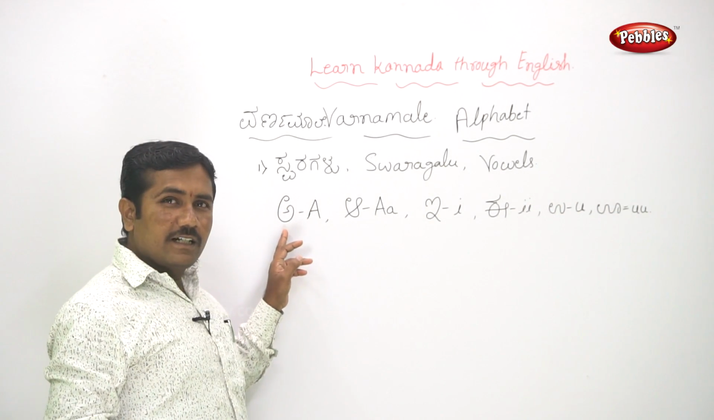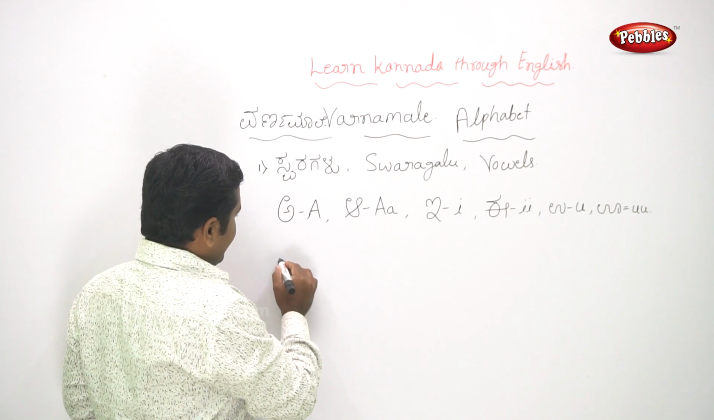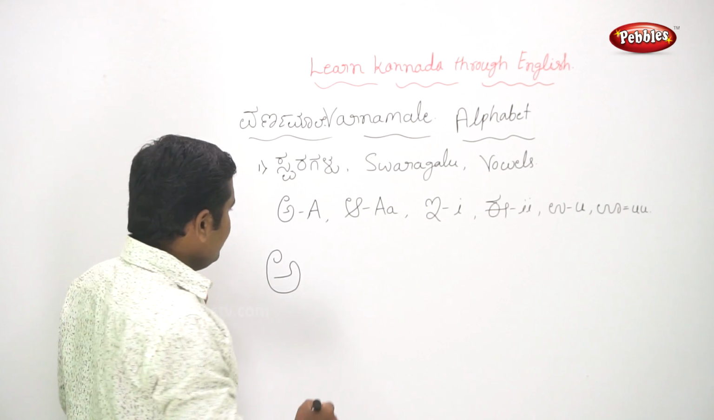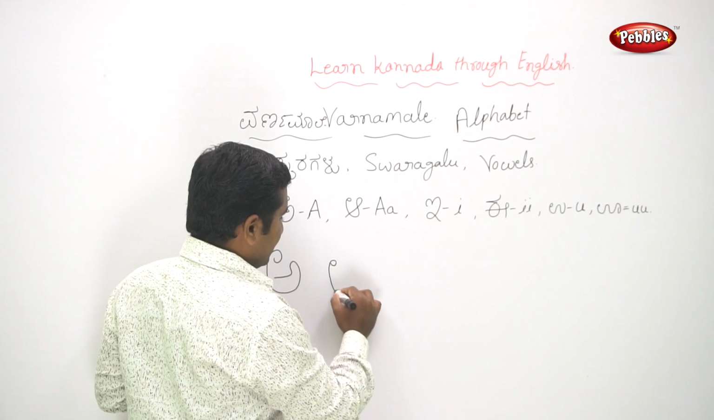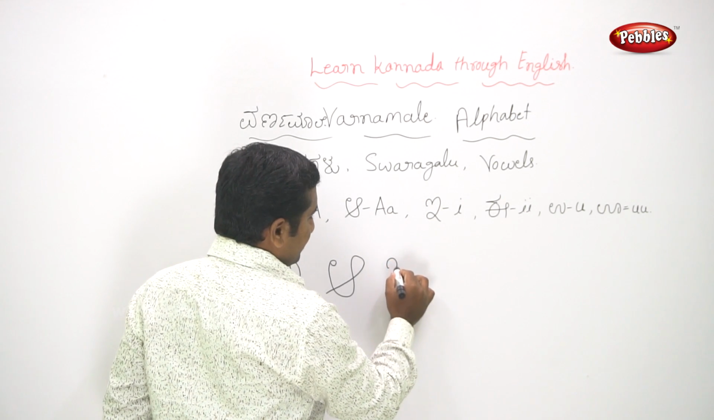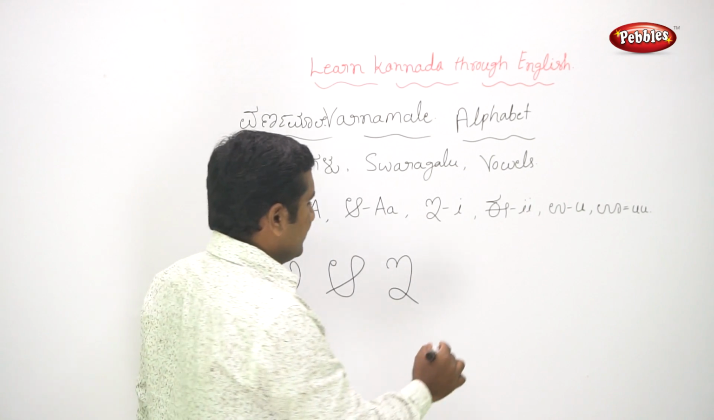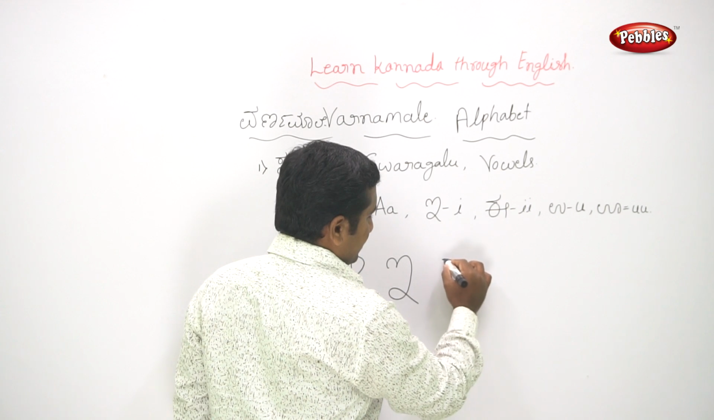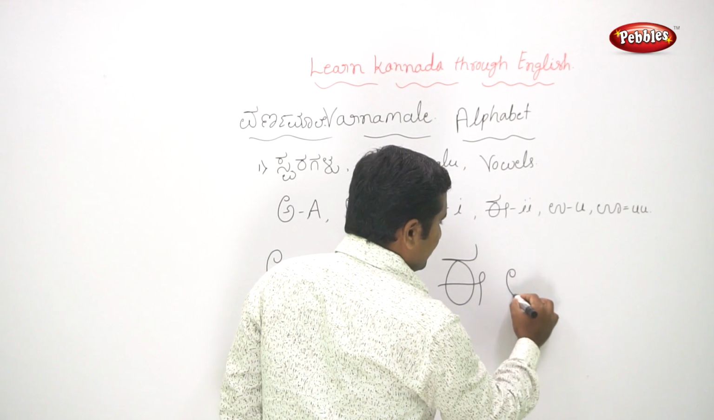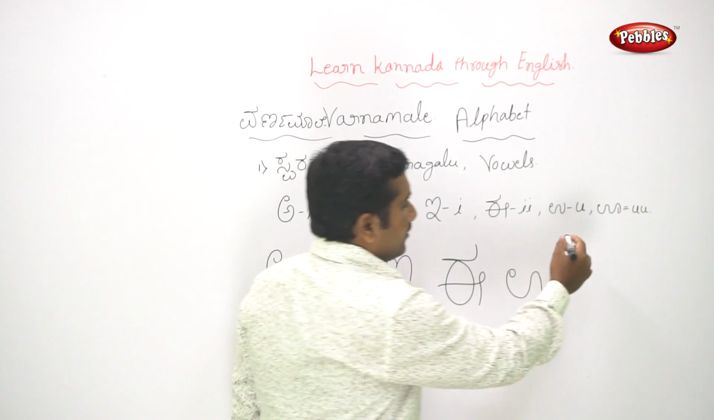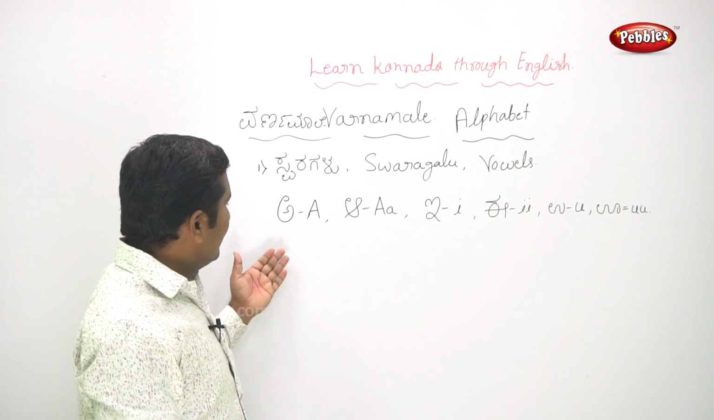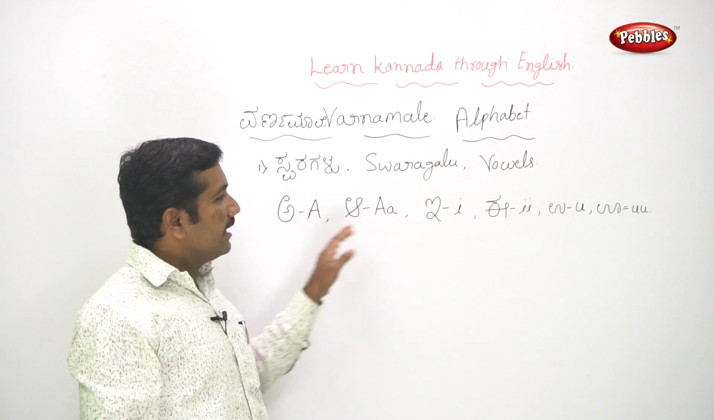See, now how to write these Kannada letters? How to write A? Start from the beginning. This is A. Second letter, A. Third letter, this one, E. Fourth, E. Next one, U. Next one is U. Okay, let us say once again how to say and write A to U.